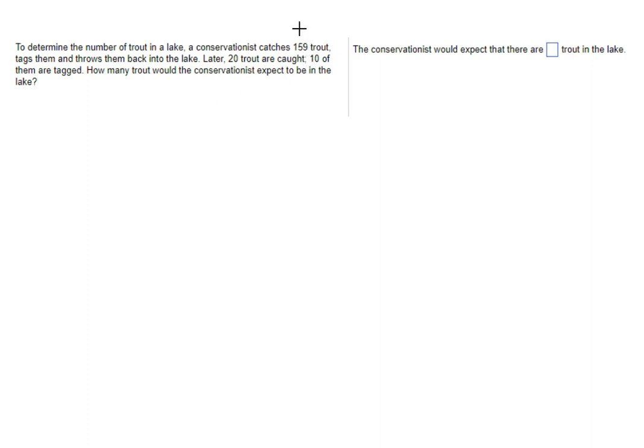So in this case, they caught 159 fish, a conservationist catches 159, tags them. Okay, so we have 159 fish that are caught and tagged. That's important. So they were tagged. Later, they catch 20 fish at random, but only 10 of them have tags. So what we're getting are two different ratios. Let's start with the second ratio here. They caught 20 fish, and out of the 20, 10 of them were tagged. And you could also write it as 10 out of 20 if you feel better about that. But the order, for the first one, the order doesn't really matter. So we have 20 total. Out of the 20, 10 of them are tagged.